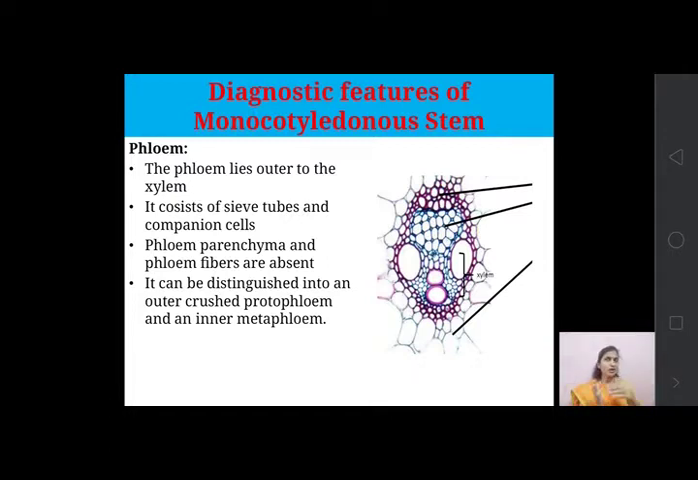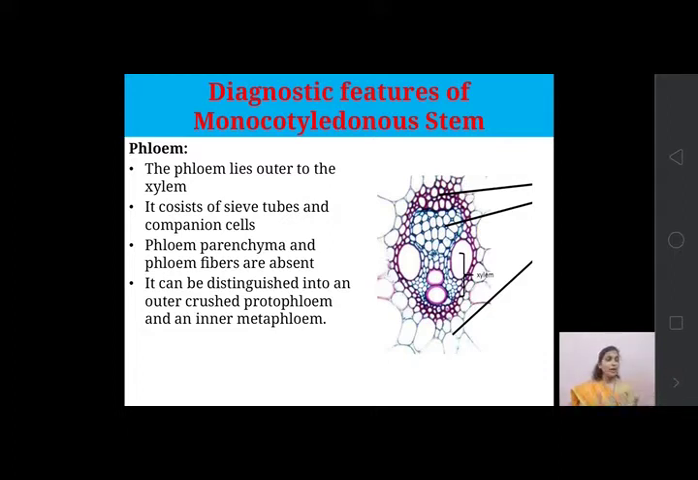So let's have a quick look at the distinguishing characters of the monocotyledonous stem. First part, that is epidermis. It is single layered, cells are compactly arranged, no intercellular spaces are there. There is a secretion of a waxy thick cuticle layer, and together they protect the inner tissues of the stem. There are no trichomes or multicellular hair-like appendages present on the surface of the epidermis.